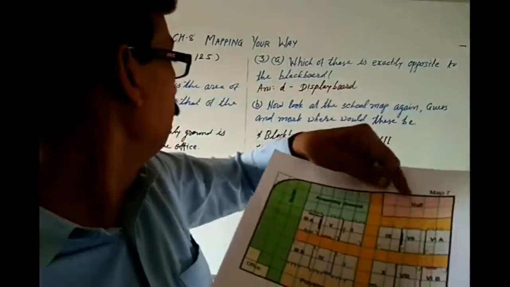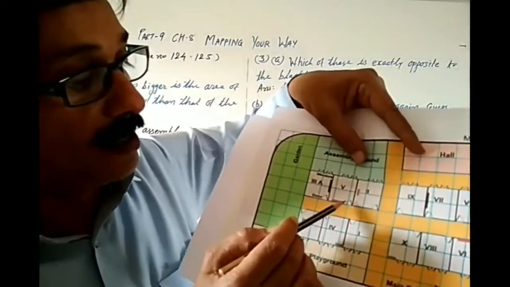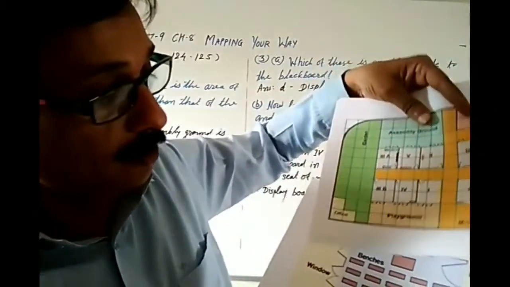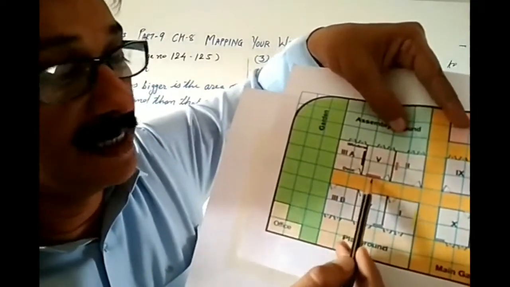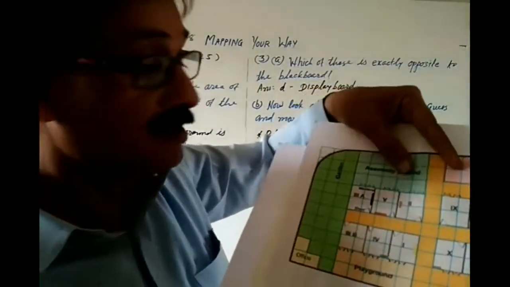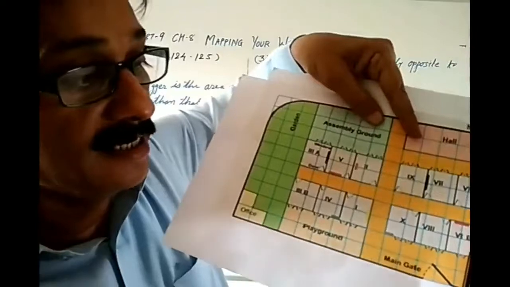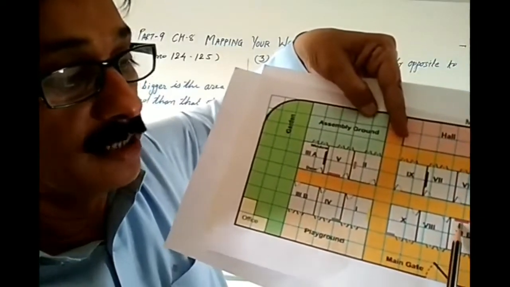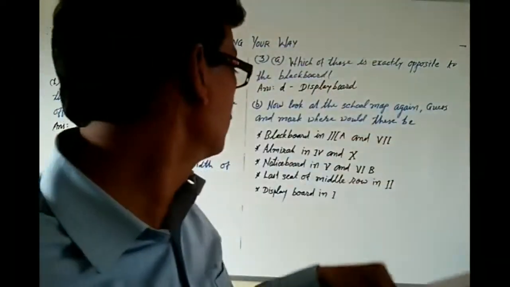So first of all, find out 5th standard. See, here there is a door. So here it can be the notice board. Now, in 6th B. So this is 6th B. Here there is a door. Then on this wall there is a notice board. So the notice board can be over here in the 6th B.